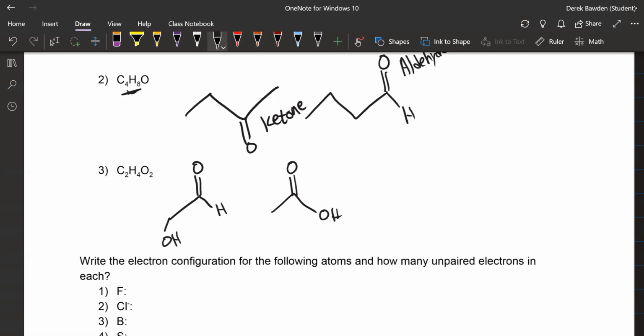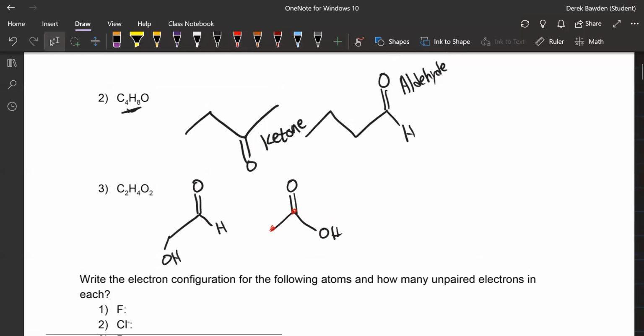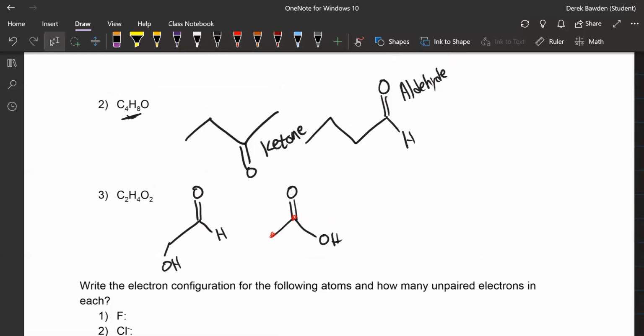Okay. So we have our 2 carbons, 2 oxygens, and 1, 2. Oh, that doesn't give us enough hydrogens. No, it does. We're good. 4, 5. Yep. Perfect. Any questions on those? On 2 or 3. Any questions?